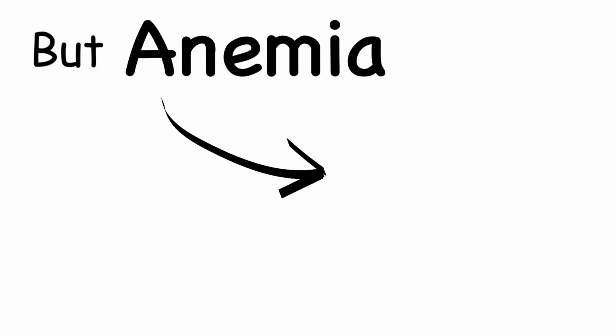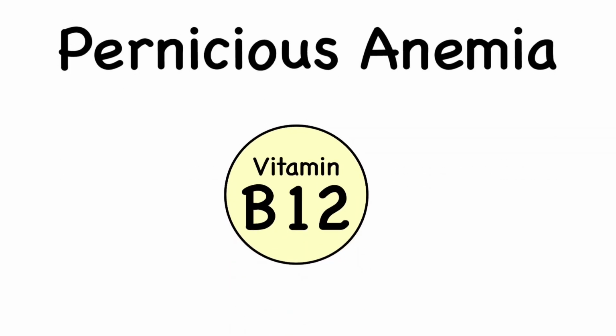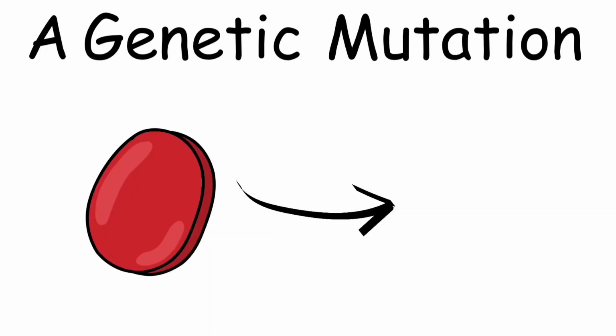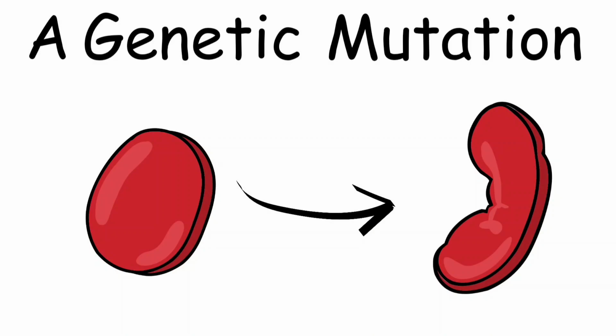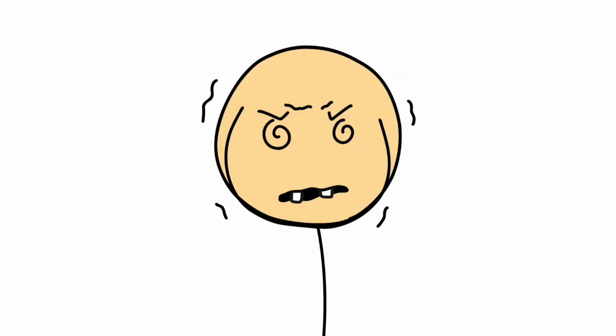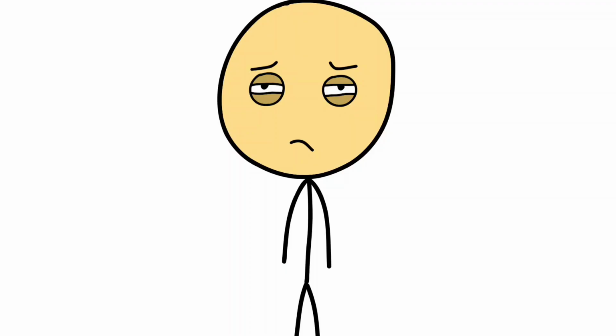But anemia isn't just about iron. There's also pernicious anemia, caused by a lack of vitamin B12, aplastic anemia, where your bone marrow simply stops making new cells, and sickle cell anemia, a genetic mutation that twists red blood cells into painful, crescent shapes. Each version tells a different story, but they all end the same way. Your body runs out of fuel.